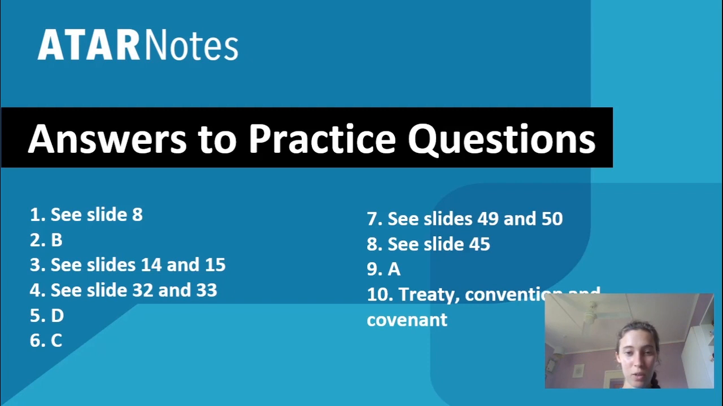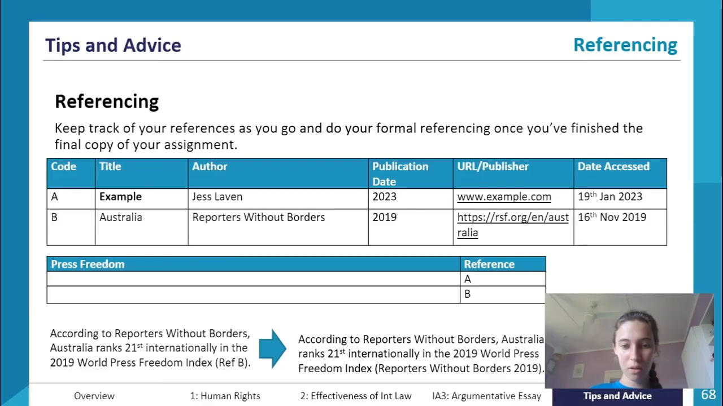Those are the answers to practice questions that we've seen throughout today's lecture. So if you have a go at those, I would encourage you to do that before you look at these answers, and then refer to the slides as you need to. So to finish off, we've got some tips and advice that I wanted to give you as well.